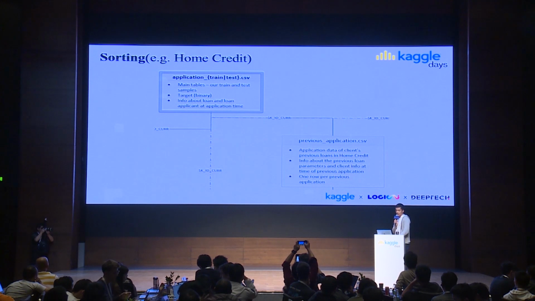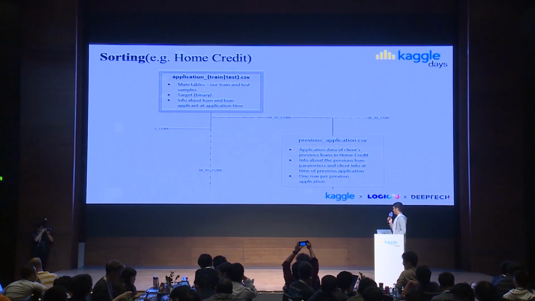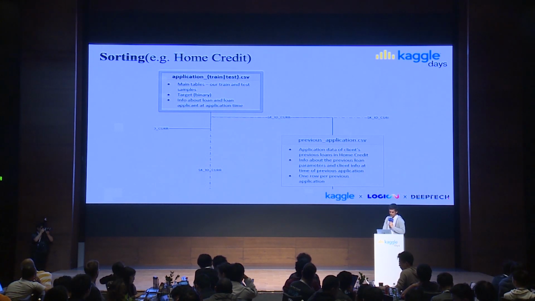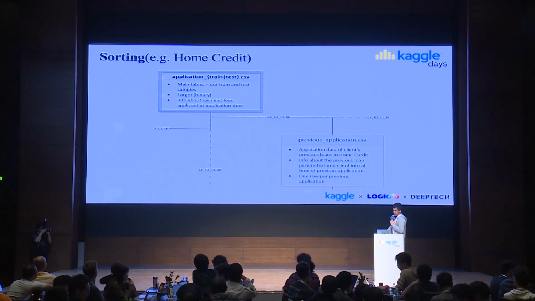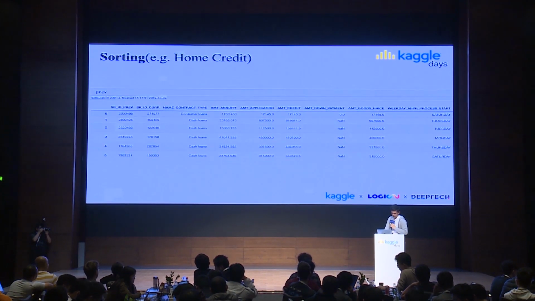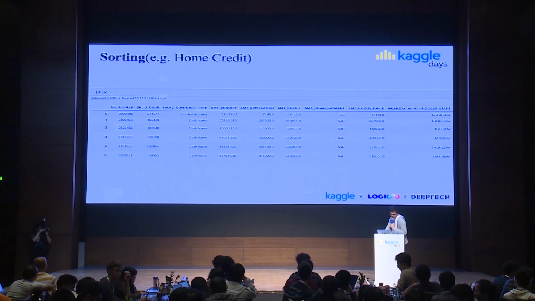And I will introduce the next technique. Sorting. Sorting is a very simple but very powerful technique. This example is Home Credit. We have application, training and test, and previous application. We need to predict which user will default. And the previous application is here.